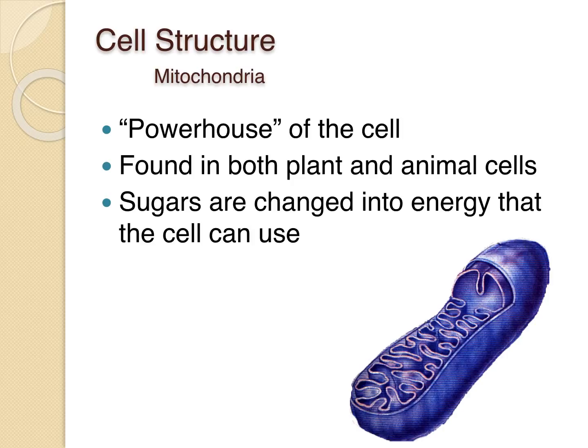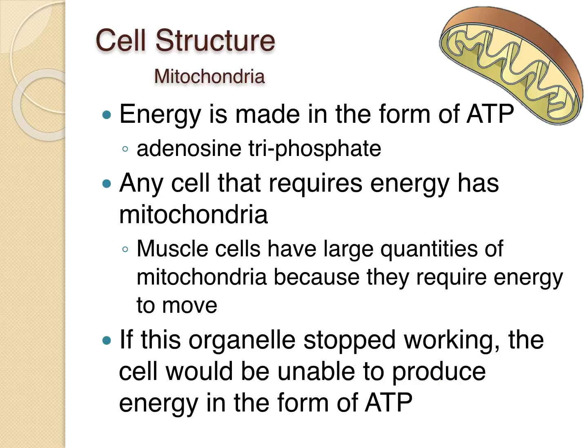The mitochondria is called the powerhouse of the cell. It's found in both plant and animal cells, and sugars are changed into energy that the cell can use. Energy is transformed from sugar and is made into ATP, which is adenosine triphosphate. We'll learn more about that in the next unit when we get to cellular respiration.